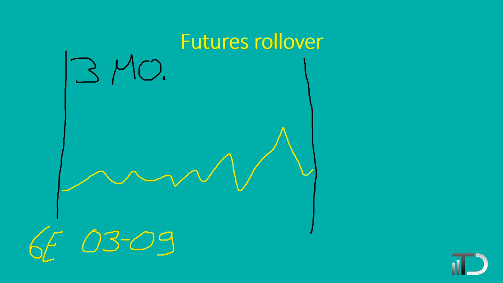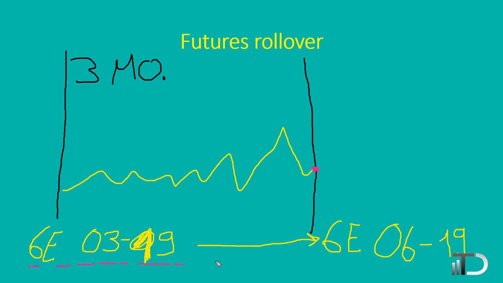Now, the next symbol which you will roll over to will be this one. Oh, there should be 1 instead of the 0. It's the March contract of 2019. And this one is the June contract for 2019. So you roll from this one to this one. This is where the chart ends for this period, but the next period will start at a different place. We'll start, for example, here.